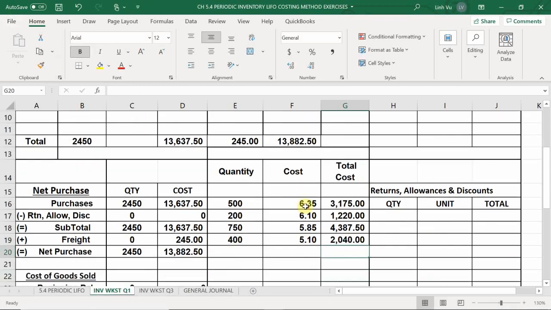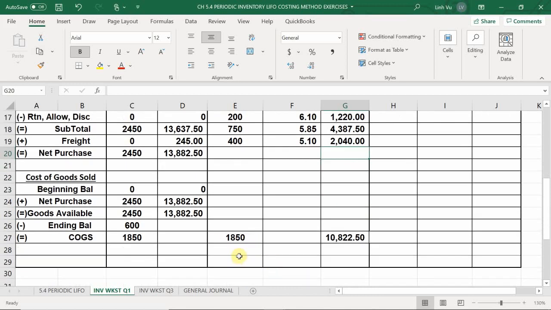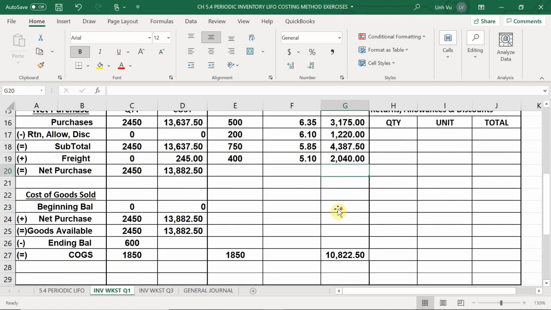$2,040. Okay. And because I did my equal sum at the bottom of this table here, for selling a total of 1,850 items, I have a grand total of $10,822.50. I just added up and summed all these totals right here.